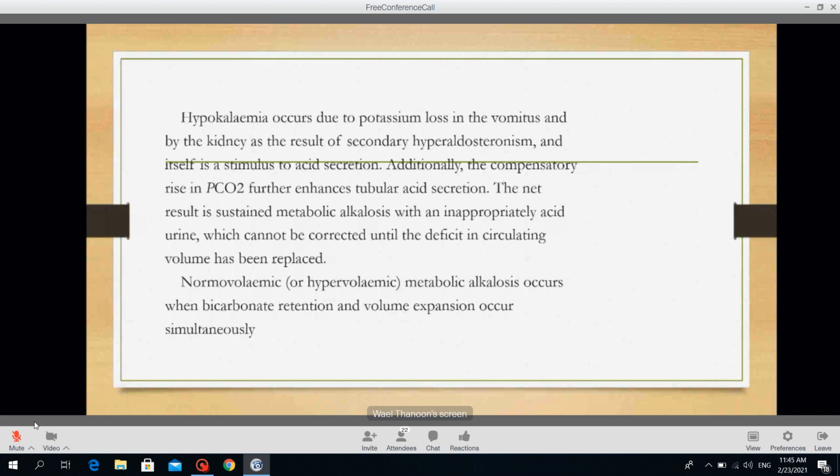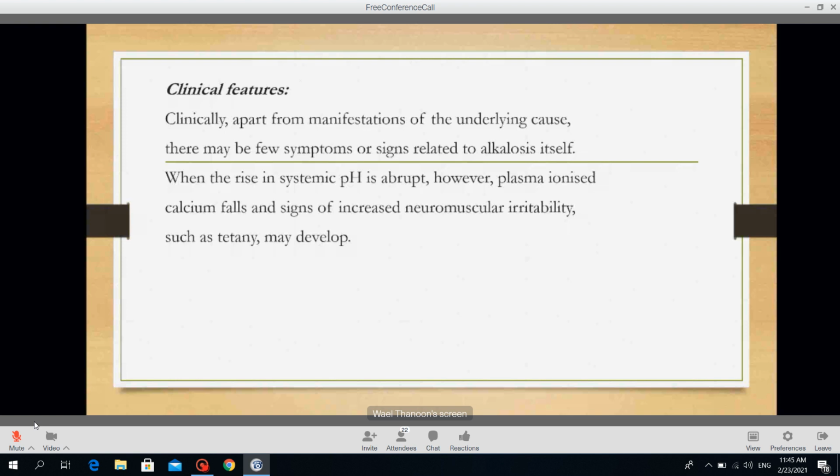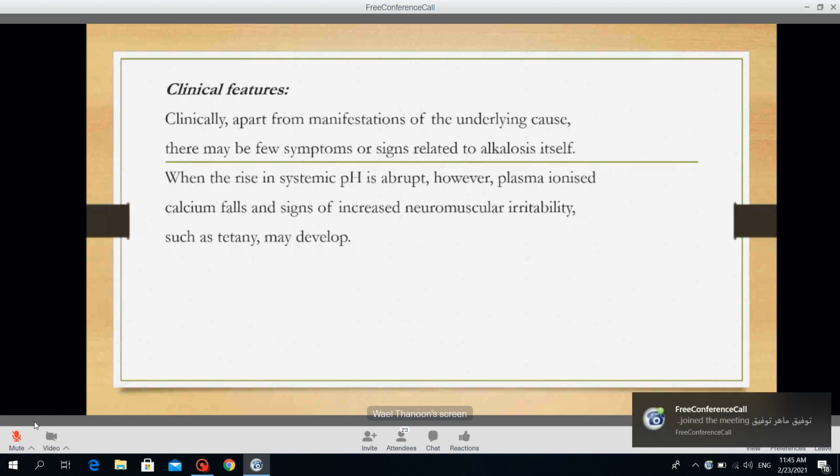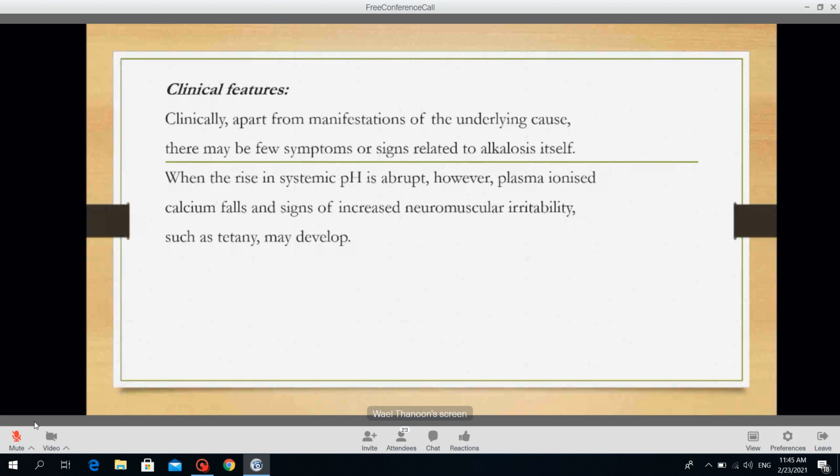Normovolemic or hypervolemic metabolic alkalosis occurs when bicarbonate retention and volume expansion occur simultaneously. Clinical features. Usually the clinical features are those of the underlying cause. There may be few symptoms related to alkalosis itself. When the rise of systemic pH is abrupt, the plasma ionized calcium falls, and signs of increasing neuromuscular irritability such as tetany may develop. The most common symptoms in acute alkalosis, respiratory and even metabolic, are symptoms of decreased ionized calcium: carpopedal spasm, tetany, and even convulsions.